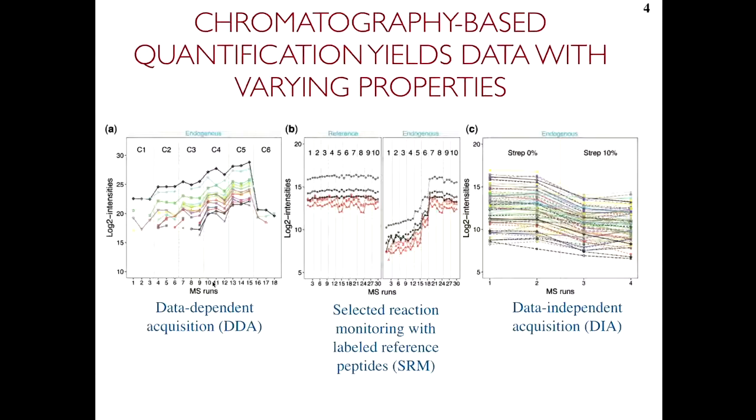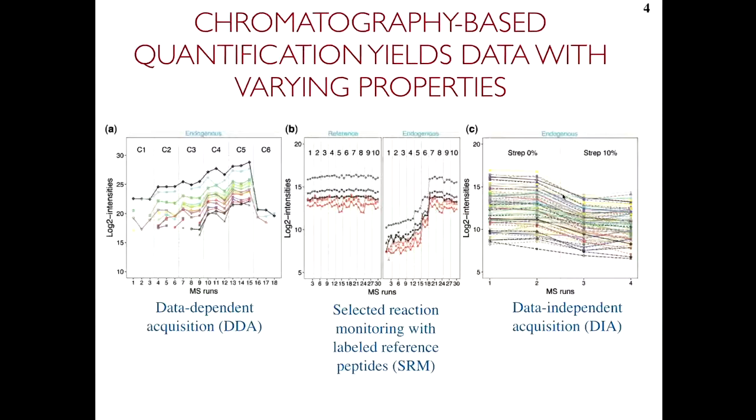So here, the x-axis is a run, the y-axis is a log intensity, and each line is either an ion or a transition. So here we have two sets of those. These are reference peptides, and these are endogenous peptides. And so we see that the references are relatively stable, although for lower intensities there is some variability, and the endogenous ones have some biological thing going on.